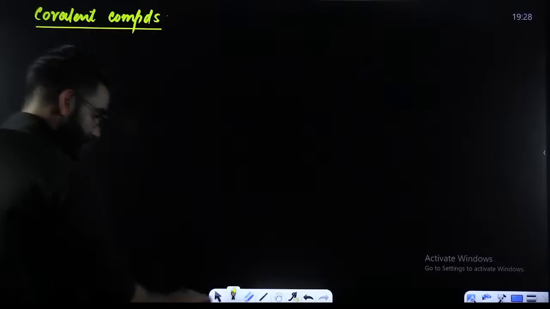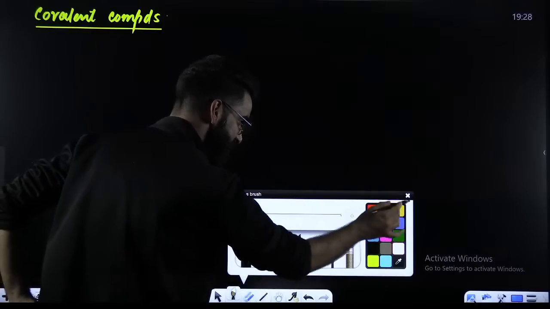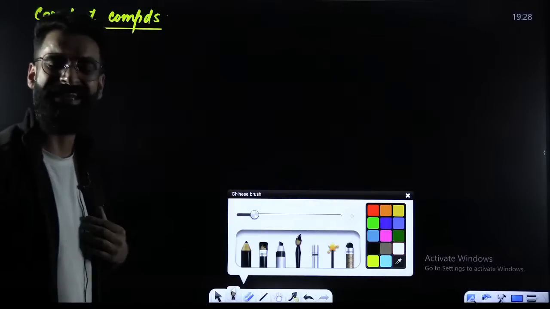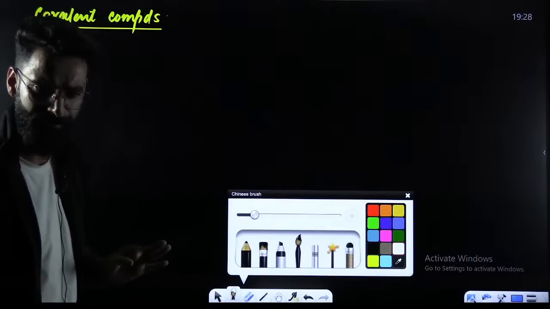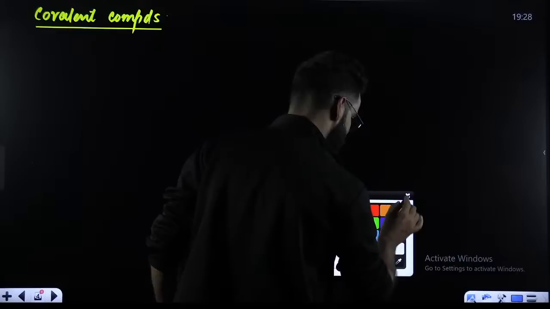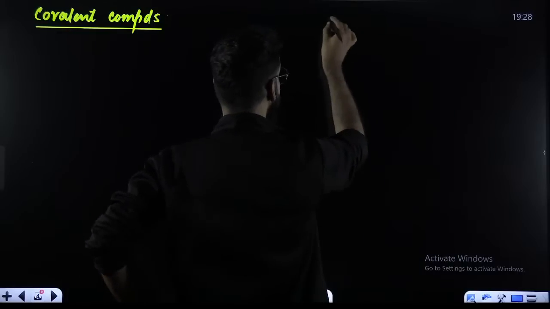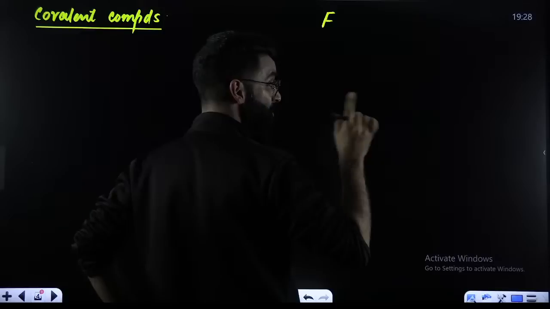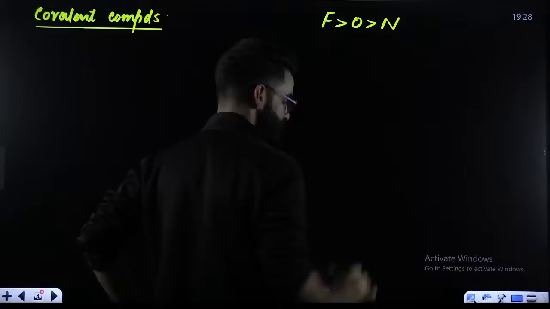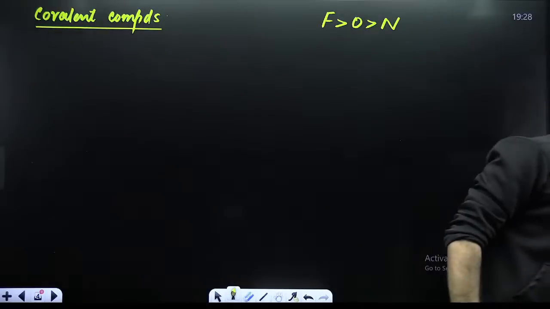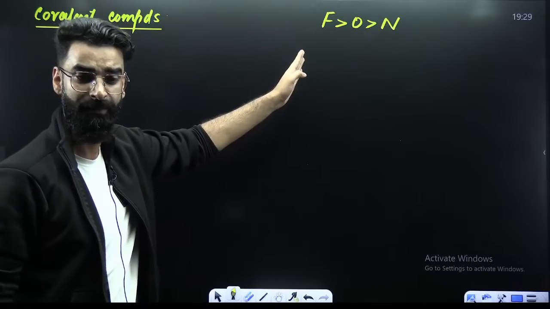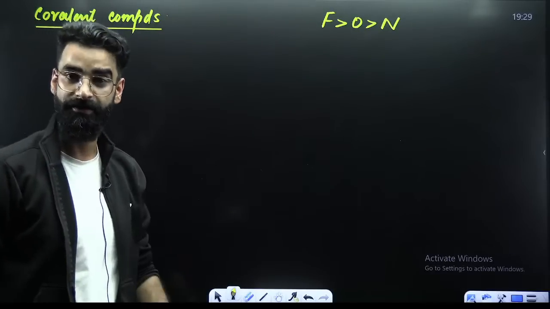Now, guys, try to understand. Let me make you understand the term oxidation state in case of covalent compounds as well. Before that, if I ask you which element in the periodic table is the most electronegative element, your answer is going to be fluorine. Fluorine is the most electronegative element in the periodic table, followed by oxygen, followed by nitrogen.